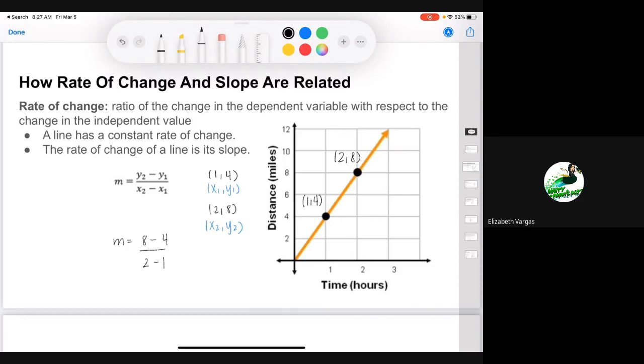And then you just subtract across. So m is equal to 4 over 1. 4 over 1 is equal to 4. So the slope or the rate of change in this instance would be 4. And so that's how you would use the slope formula to find the rate of change.